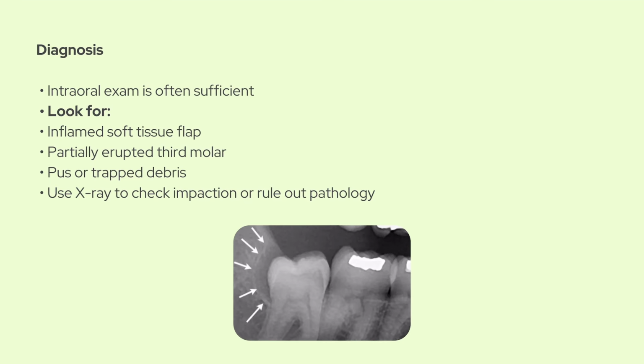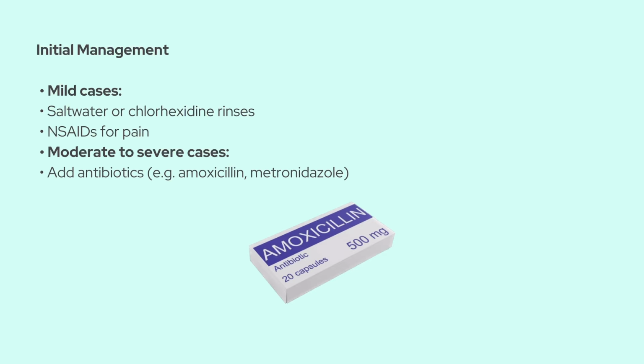Now, for diagnosis, you don't really need any fancy tools or anything. A thorough intraoral exam is usually enough. If you see a partially erupted third molar with inflamed soft tissue covering it and the symptoms match, it's pretty clear. You might even see pus or food debris under the flap. That said, imaging like a periapical or panoramic x-ray is usually helpful just to check the orientation of the tooth, see if it's impacted, and rule out anything else like a cyst or bone pathology.